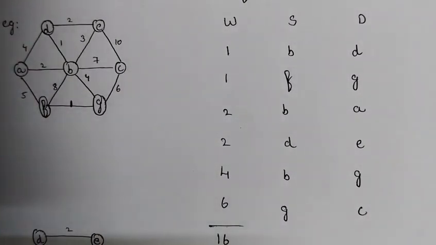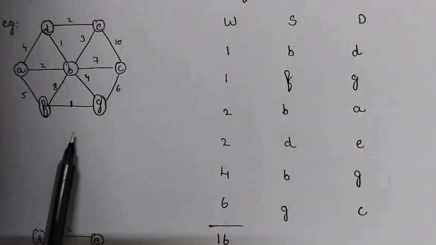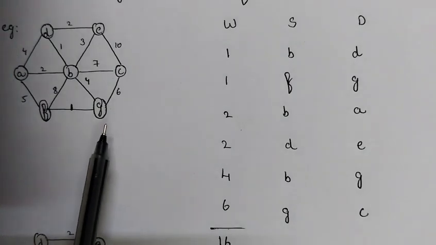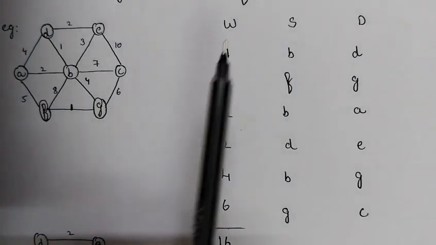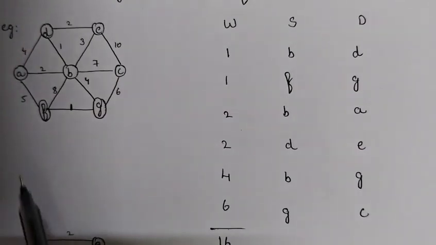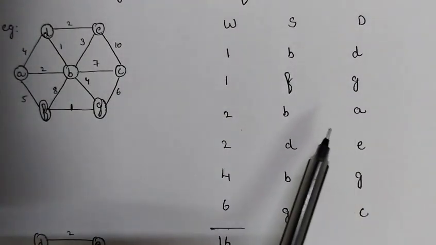Now let's move on to the second point. We should reach all the vertices with minimum weights. So let us check which is our first minimum weight. We have 1. We have 2 edges, that is D to B and F to G. Now let's consider any one among them. Let us consider B to D as 1 and then next write F to G as 1.